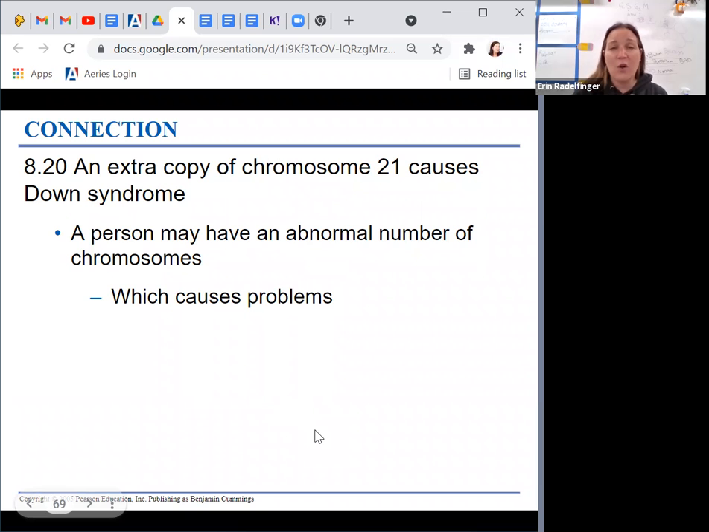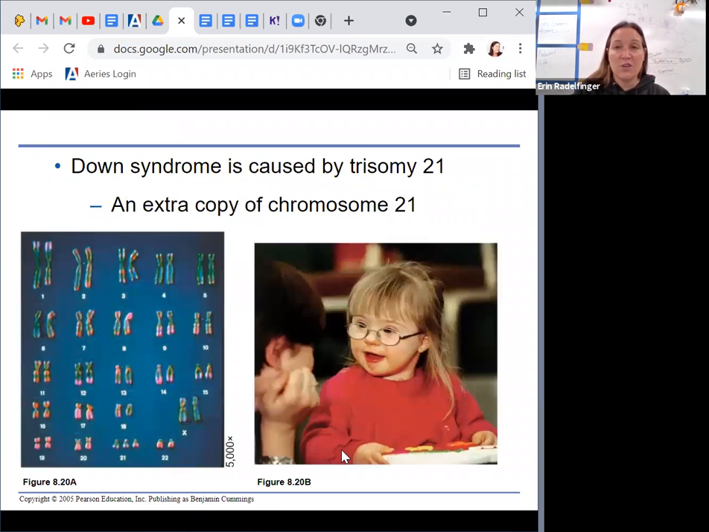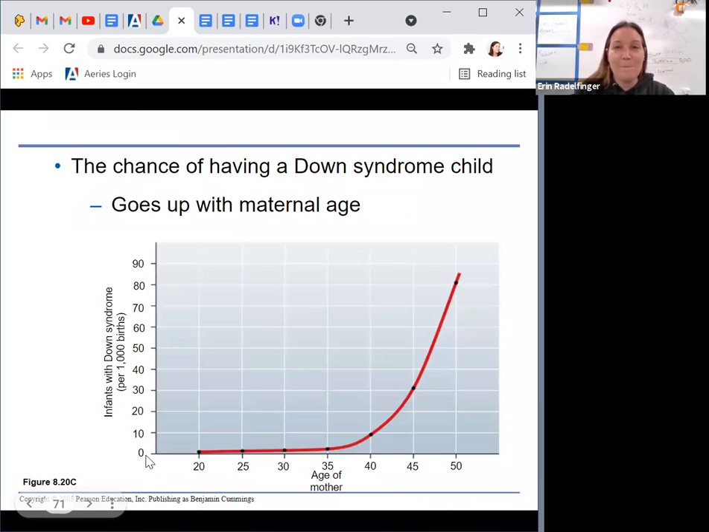For example, if we have a whole extra copy of chromosome 21 because it didn't separate in anaphase, we can have what's called trisomy 21, which is Down syndrome. And that can be a type of disorder as a result of what's called nondisjunction. So here's trisomy 21. Notice they have three copies instead of the two that you're supposed to have.